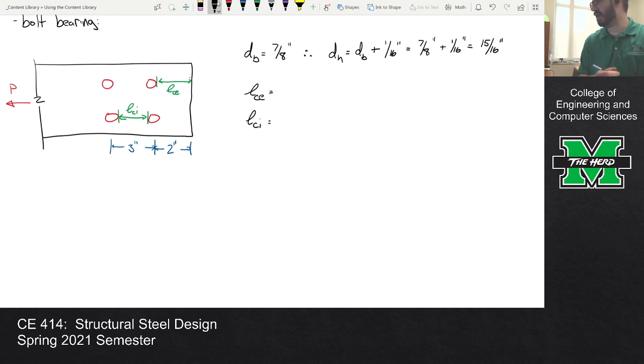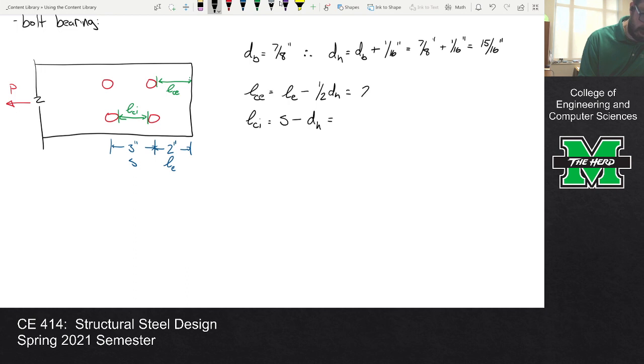Now LCE, so how would you do LCE? Well, you would take that edge distance, that's this term right here, that's the spacing. We would take the edge distance minus half a hole diameter. And then for the interior, we would take the bolt spacing minus an entire hole diameter. So it's not hard, you just got to chug through it.